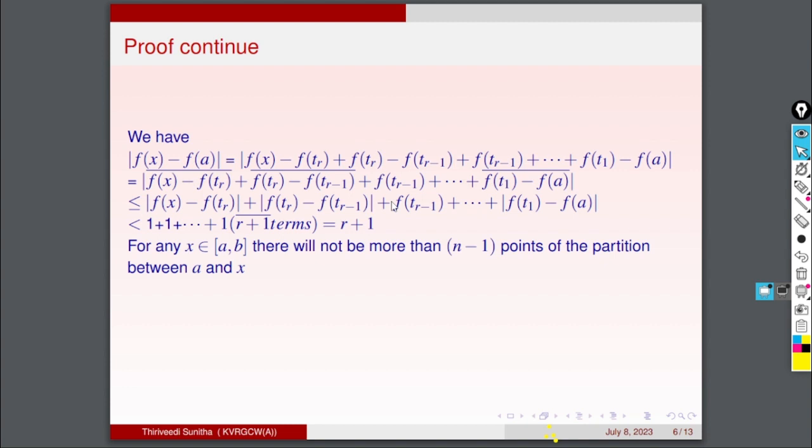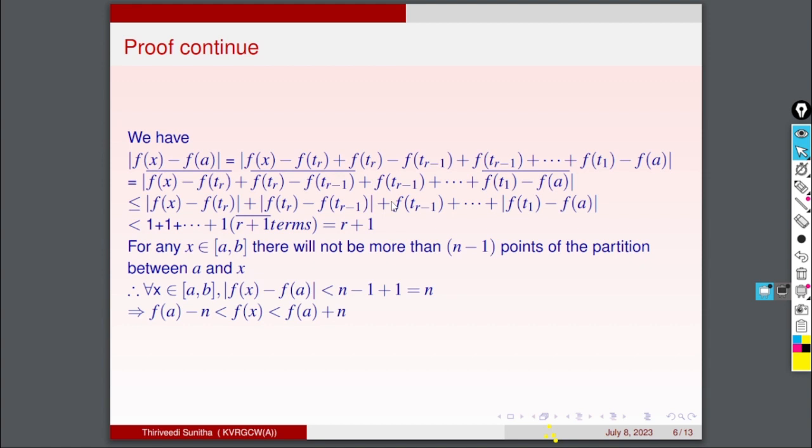For any x belongs to [a, b], there will not be more than n minus 1 points of the partition between a and x. Therefore, for all x belongs to [a, b], |f(x) − f(a)| is less than r plus 1, where r is n minus 1 points. So r plus 1 means n minus 1 plus 1, which is equal to n. So from this we will get f(a) − n less than f(x) less than f(a) + n. This means f(x) is bounded on [a, b].